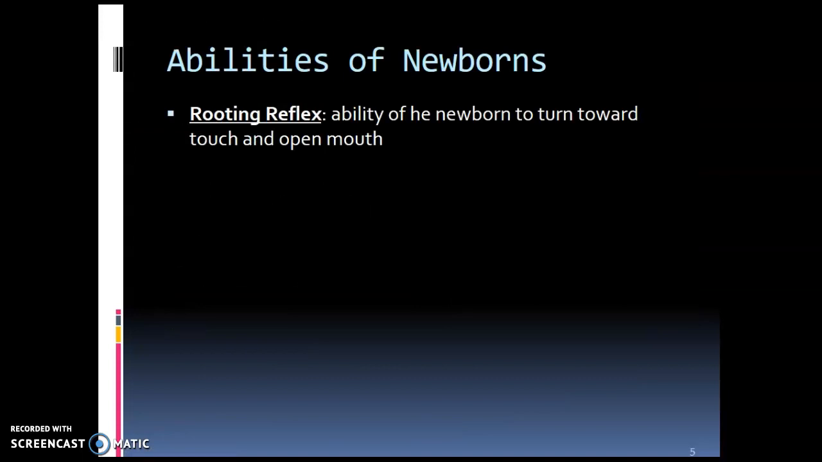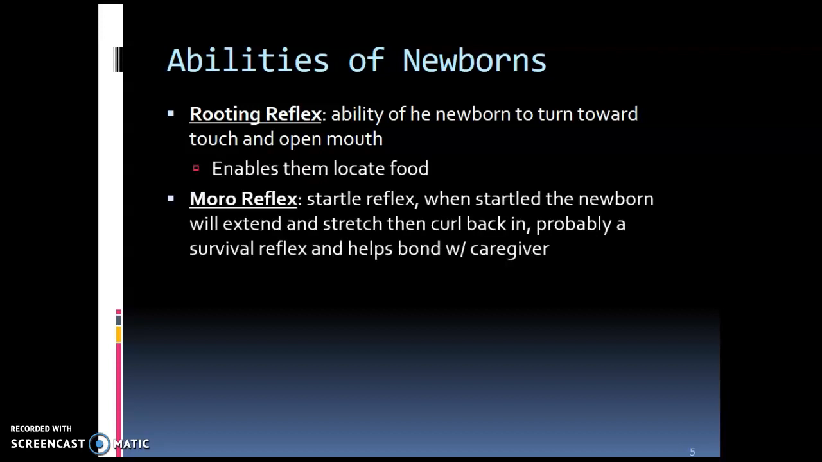So when we look at the abilities of newborns, here we have some skills that newborns are born knowing. These are programmed into their hardwiring. The rooting reflex: you touch a baby's cheek, it turns toward the touch with its mouth open. This enables them to locate the nipple or food. The Moro reflex is a startle reflex. When the baby is startled, they will fling their arms out and stretch to make themselves bigger and then curl back in for protection. We know it's a survival reflex. Obviously, it's probably from our early human development in terms of evolution. But it's probably going to help us bond with the caregiver because we'll seek that out.